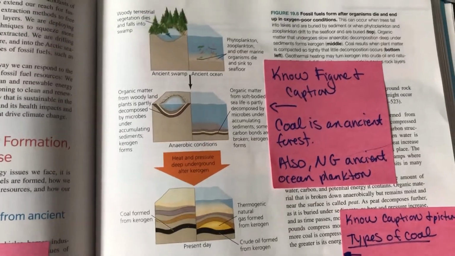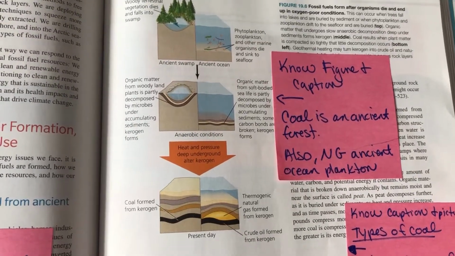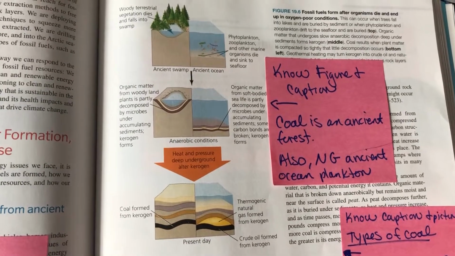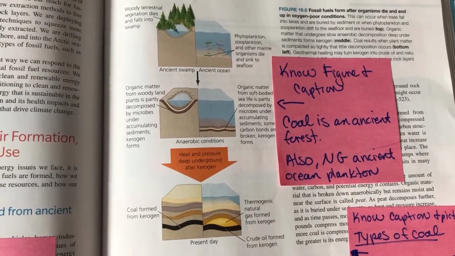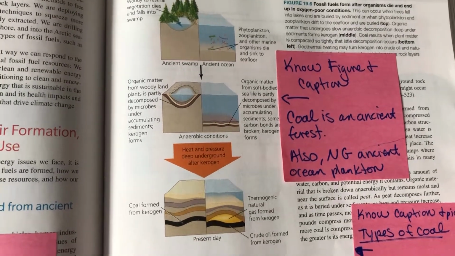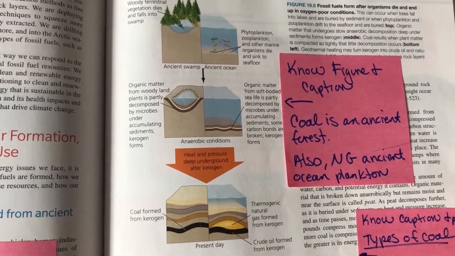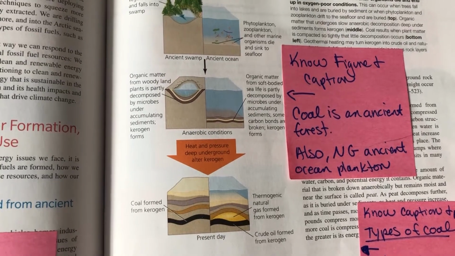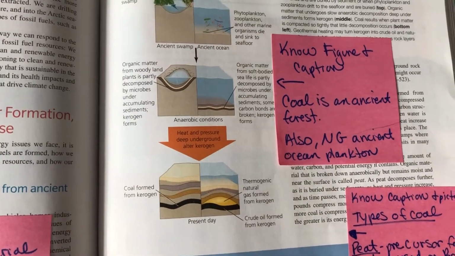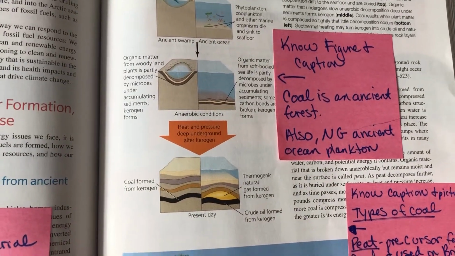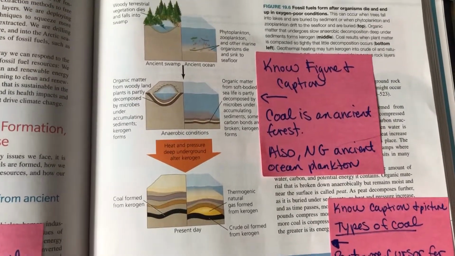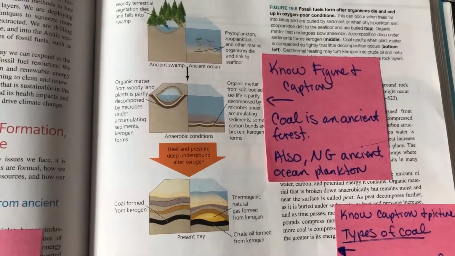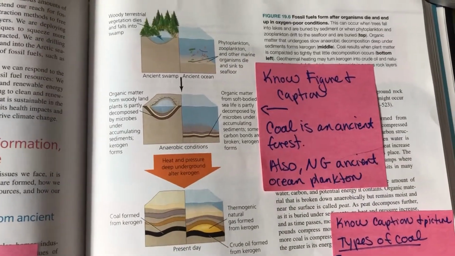All right. You can also get natural gas in a similar way, where you have your plankton, your zooplankton, your phytoplankton, and other marine organisms that die. They eventually sink to the sea floor, get piled on top with sediments, again undergo heat and pressure deep underground, and then they form your natural gas. Big thing to remember is coal is basically from an ancient forest, and natural gas is from ancient ocean plankton.